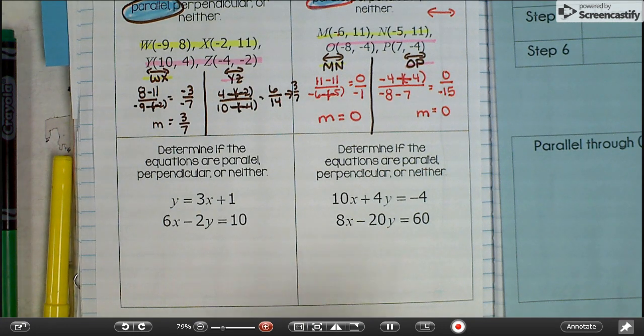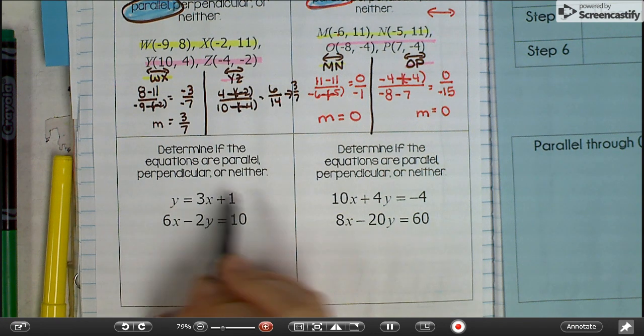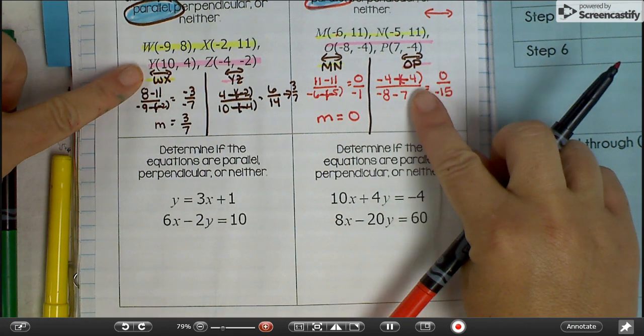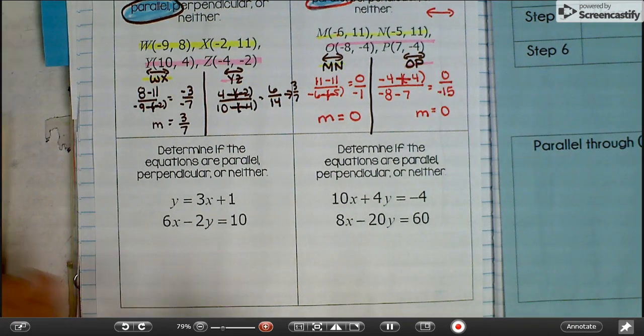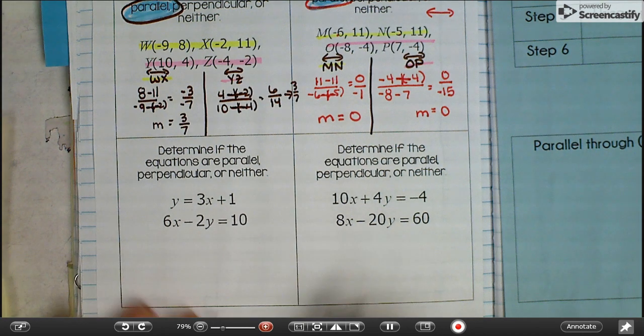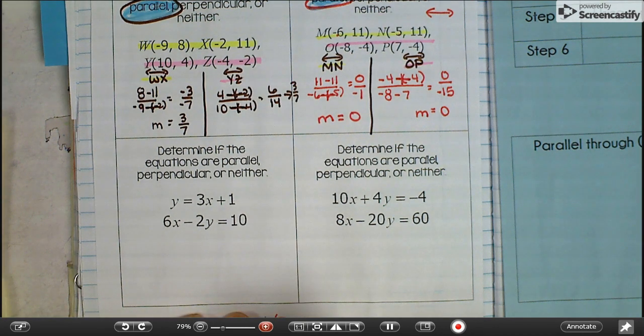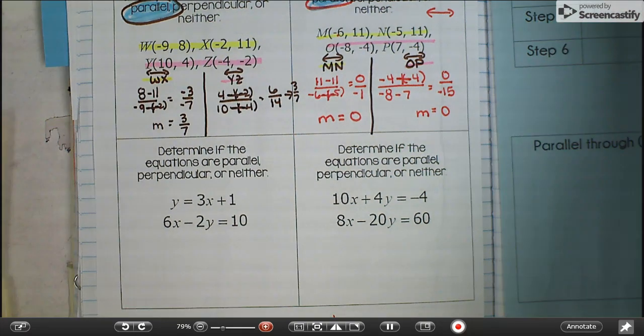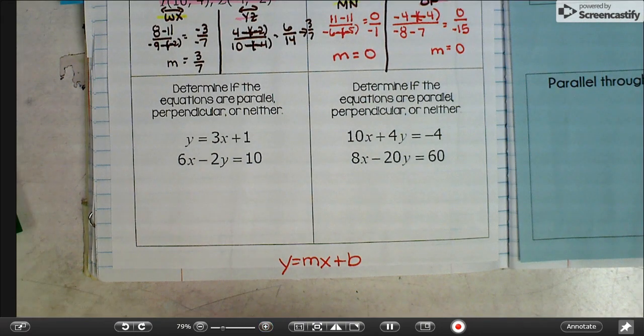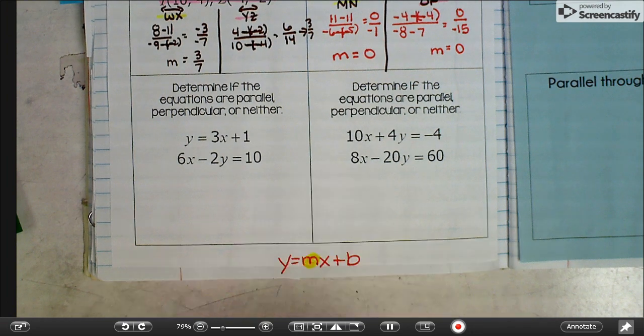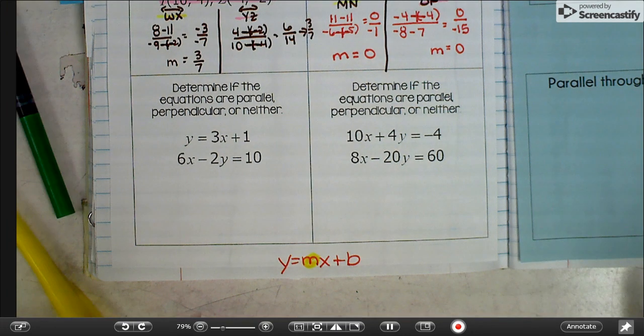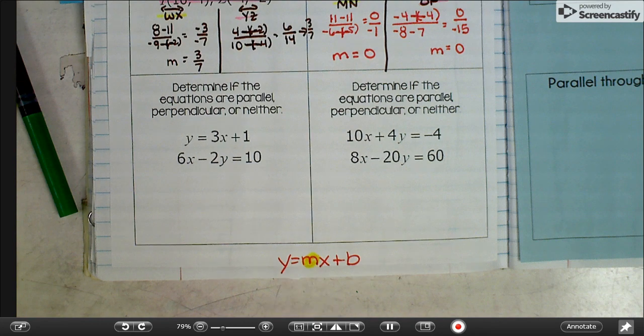All right, for this one, we're going to look at the equations to tell. We don't need to use the slope formula, but we do need to make sure the equations are in the right format. We want to make sure they are in y equals mx plus b form, and we're checking out the slope. This is called slope-intercept form. The y-intercept doesn't matter here. The slope is what we're looking at.